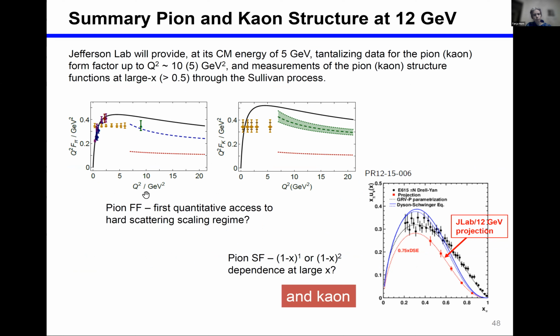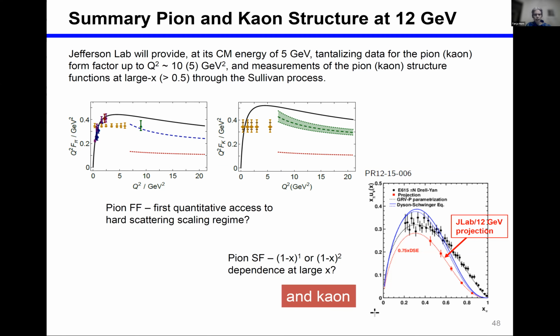This will go up to form factors of about Q squared of 10, as you see here, or 5 for the kaon. And also make measurements of the pion and kaon structure function. So also have a large impact, as you see down here, all through the Sullivan process. And of course, also importantly, I pointed out, also for the kaon, which is the first data of its kind. There's been no kaon structure function data available so far.